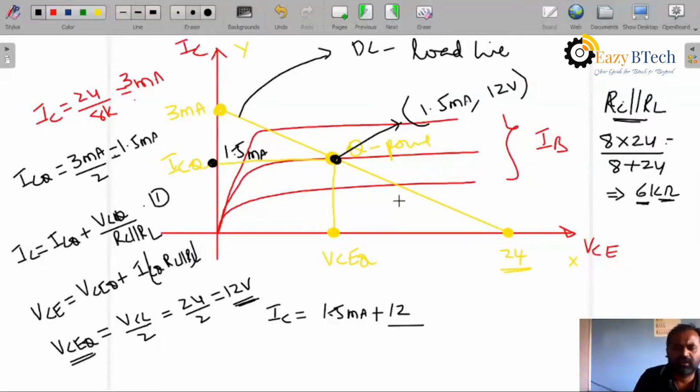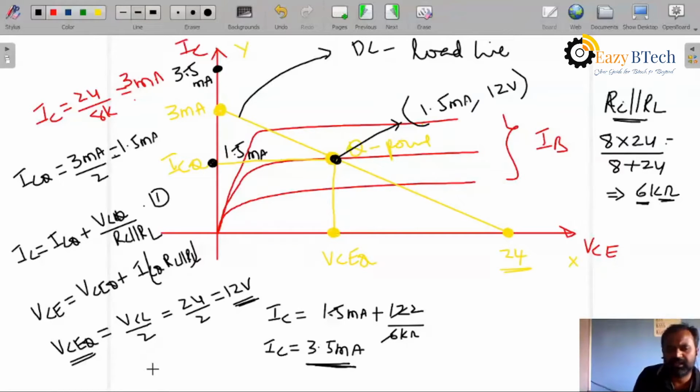Now the value is 6 kilo ohm. Kilo will go up and it becomes milli. It means 12 by 6 is 2. Now we will get the value of IC as 3.5 milliampere, that is 2 plus 1.5. Now it will be somewhere at this point. This is 3.5 milliampere.